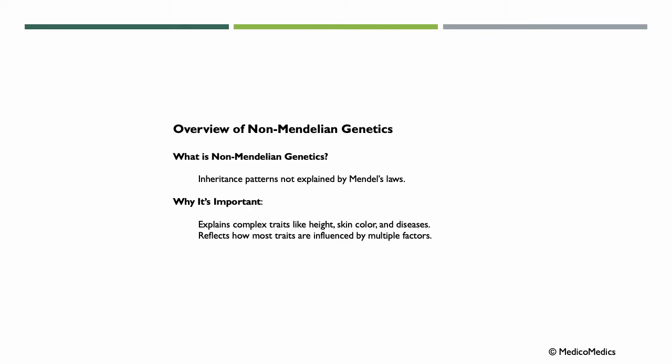Now, in the previous lecture, we talked about Mendelian genetics, and we mentioned the laws of segregation and independent assortment. When we talk about non-Mendelian genetics, we're talking about inheritance patterns that are not explained by Mendel's laws. Why is it important? Because it explains complex traits like height, skin color, or diseases. And it reflects how most traits are influenced by multiple factors. So it helps understanding genetic conditions that are not predicted by Mendelian ratios, including, for example, blood types, mitochondrial inheritance, and certain diseases.